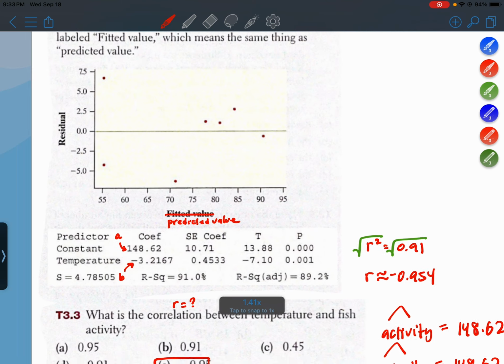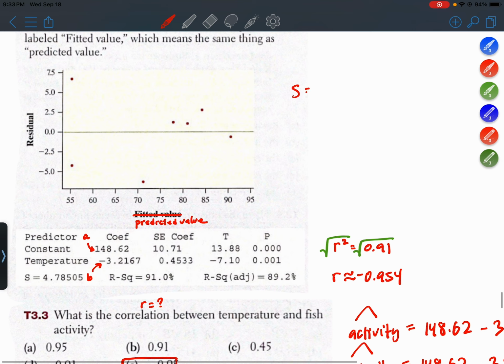So S can be thought of as the average size of a residual. Or a better way of thinking about it, since a residual measures the difference between a prediction and the actual value, a residual is basically measuring the prediction error. So S is the average size of our prediction errors.